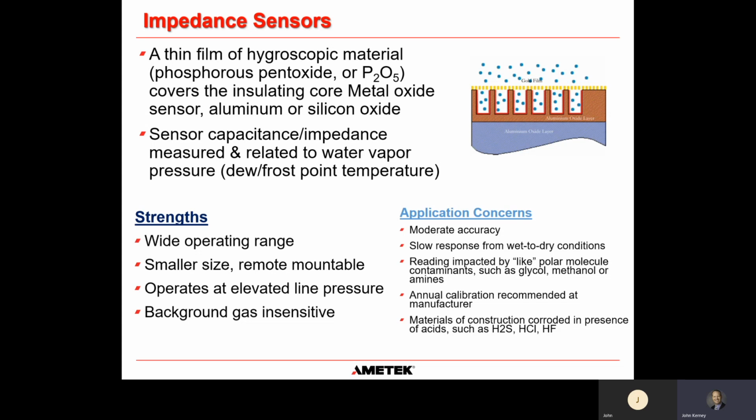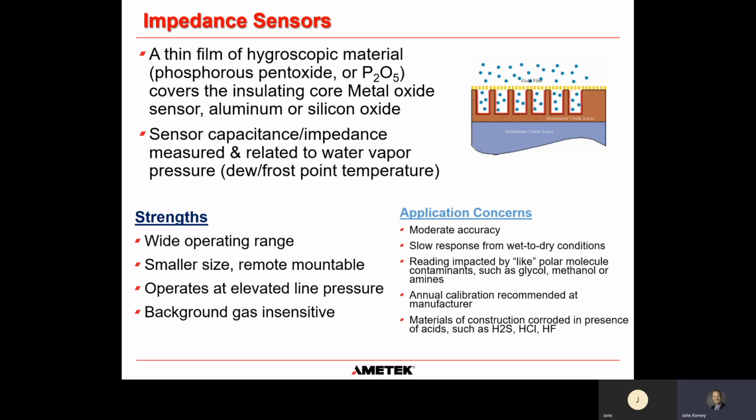So impedance-based sensors, sometimes referred to as capacitance sensors as well, can be P2O5, could be aluminum oxide, silicon oxide. There's a number of different impedance type technologies here. But typically there's an oxide layer that's in the middle of 2 metal layers. The bottom layer is usually a hard metal, and then the top layer is some kind of permeable metal layer that allows the water molecules to adsorb and desorb.